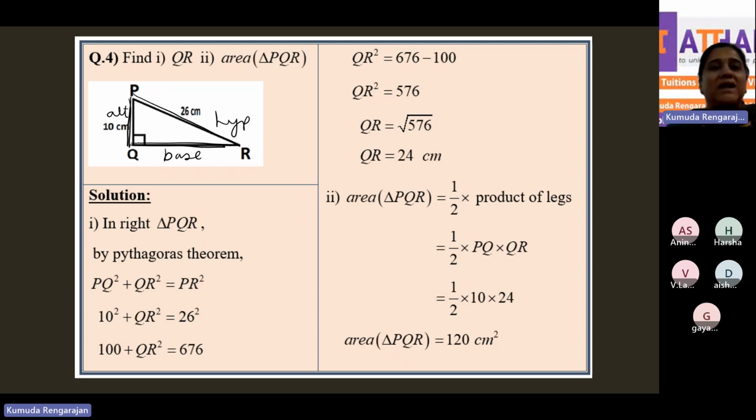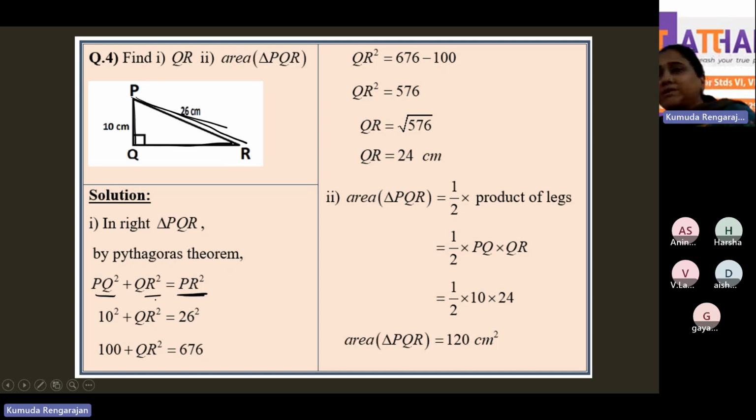Base square plus altitude square is equal to hypotenuse square. Okay. So in right triangle PQR, by Pythagoras theorem, PQ square plus QR square is equal to PR square. Write the hypotenuse square alone on one side. It can be in the LHS or the RHS. Now substitute whatever you know.